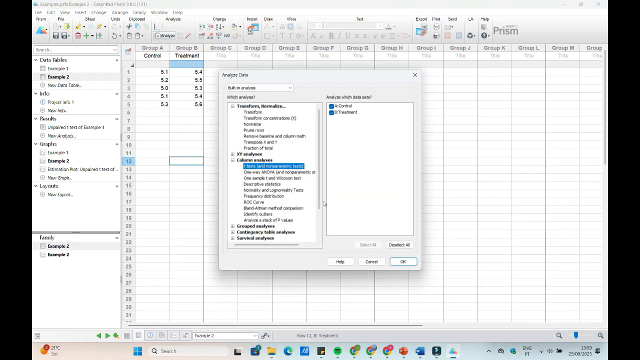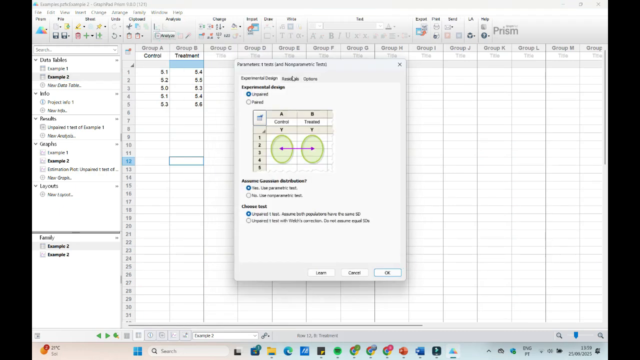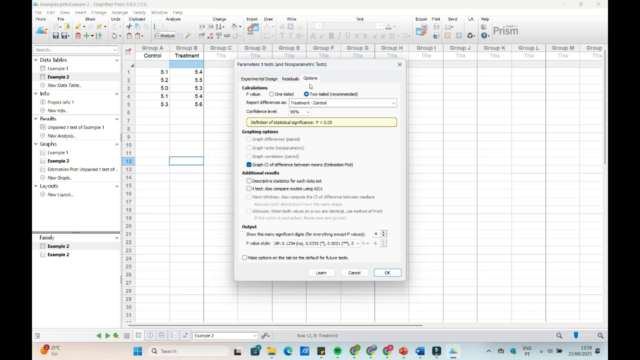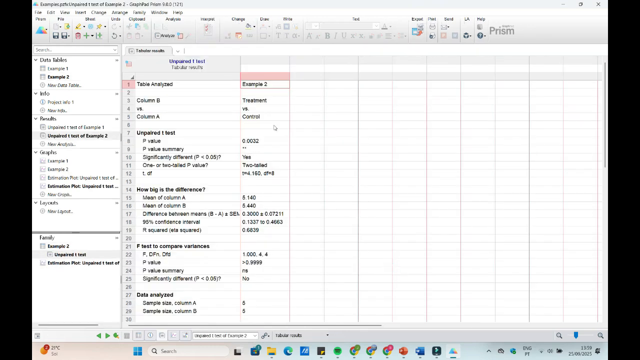So here's the rule of thumb. Use two-tailed unless you had a very specific directional hypothesis set in advance. Use one-tailed only if you're confident the effect could only go one way.